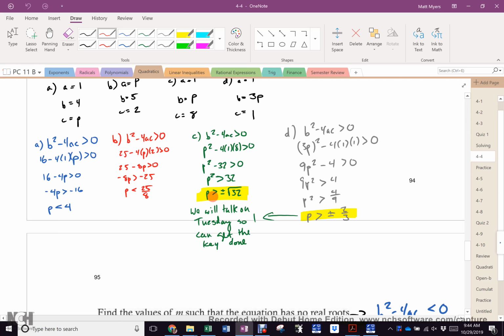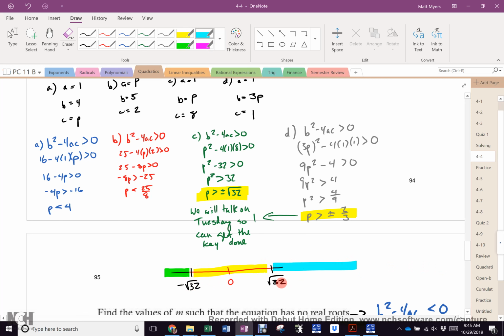Or C, you got P had to be greater than positive or negative root 32, yeah? Which is weird because there's 0, there's negative root 32, and there's positive root 32, yeah? So greater than positive or negative root 32, you would think that would cover all of this, yes? Because root 32 is greater than negative root 32. So, again, we break the number line into 3 sections.